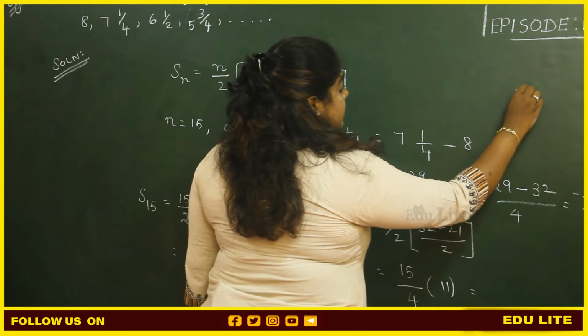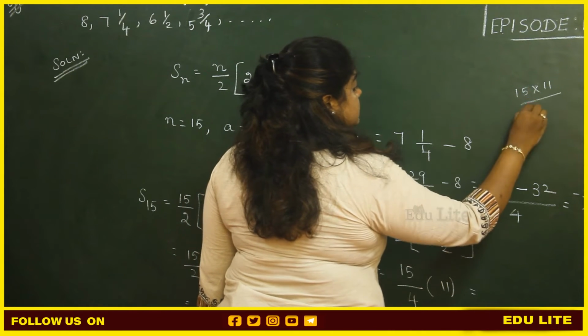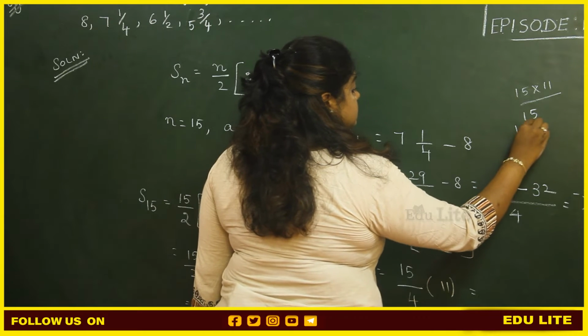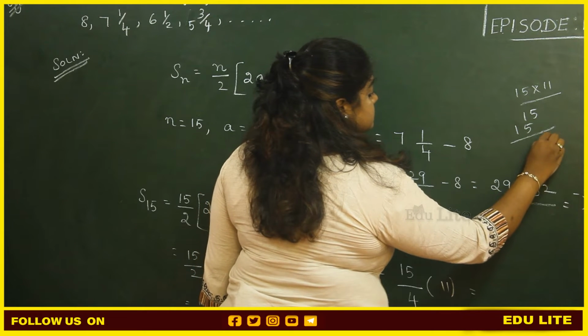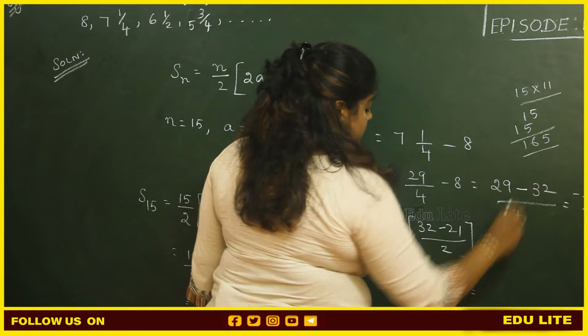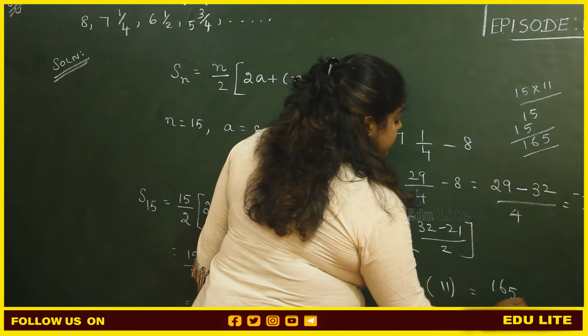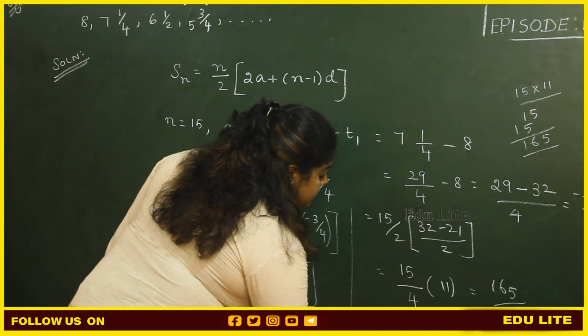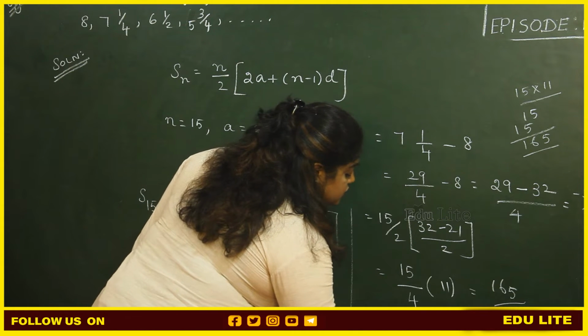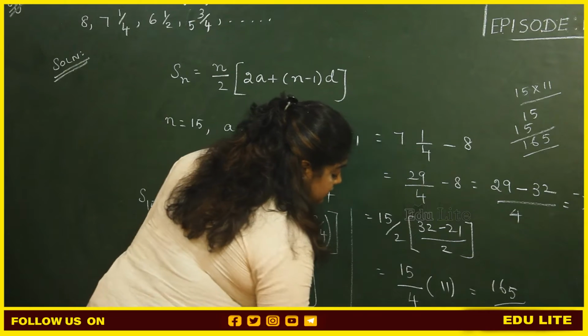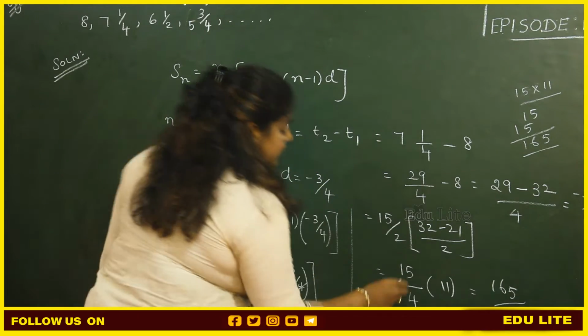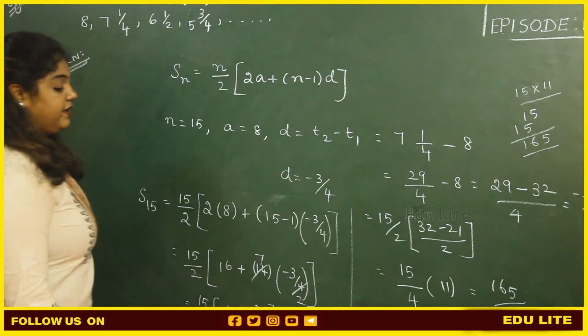Therefore, 15 into 11 is 165 by 4. That is S15 is equal to 165 by 4. Sum of the first 15 terms is 165 by 4.